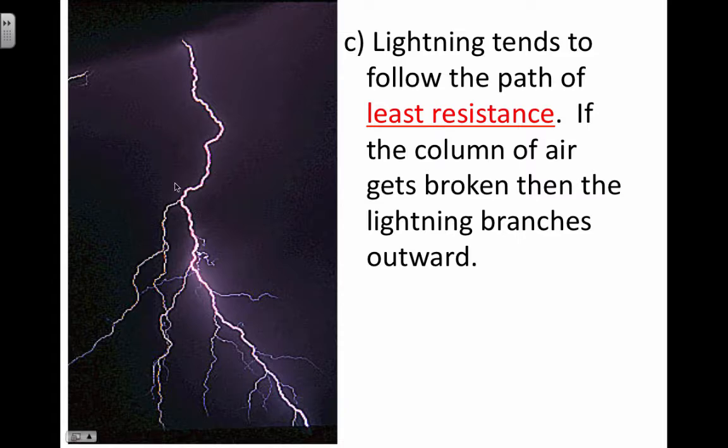So if the column of air is broken, if that leader stroke is broken, then it starts to branch. So here's our normal leader, okay? And then something happened here, whether it was a shift in wind or an air pressure difference, but right there it broke off, and you can see that the lightning is going to branch out down here and travel where it's least resisted.